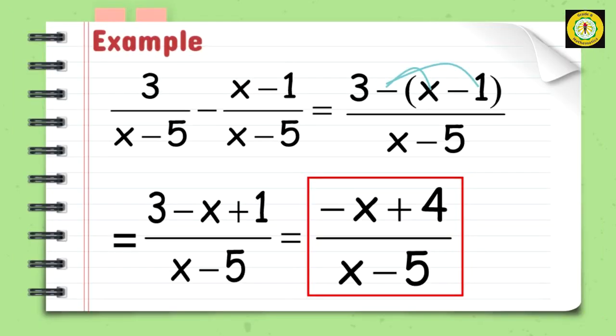Next example. 3 over x minus 5 minus x minus 1 over x minus 5. Multiply the negative to the subtrahend. So it becomes 3 minus x plus 1 over x minus 5. The answer is negative x plus 4 over x minus 5.